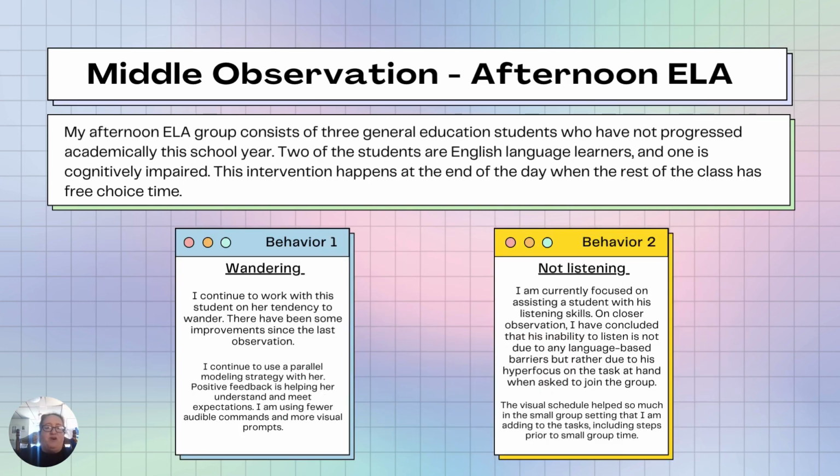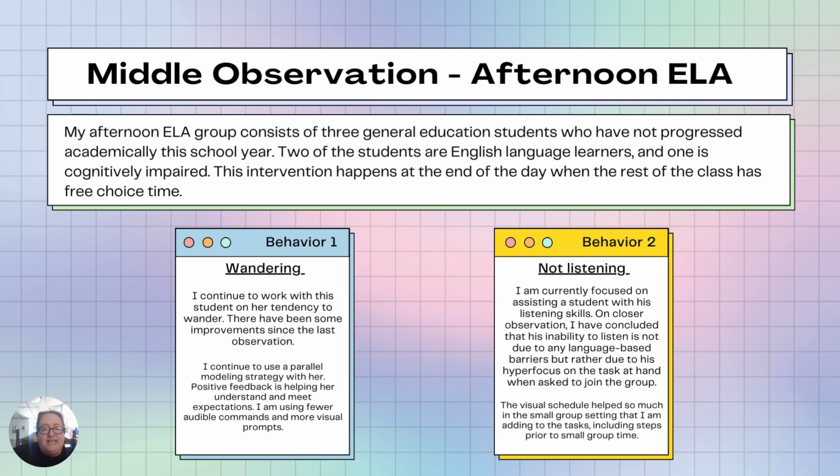My middle intervention for my ELA group in the afternoon, wonderful. Of course, my role model student is continuing to do a wonderful job. The wandering of the one student, her tendency to wander, there have been some improvements with that. I do continue to use the parallel modeling strategy with her with positive feedback. It is helping her to understand the expectations, but I am able to do it with fewer audible commands and more visual prompts. Not listening.